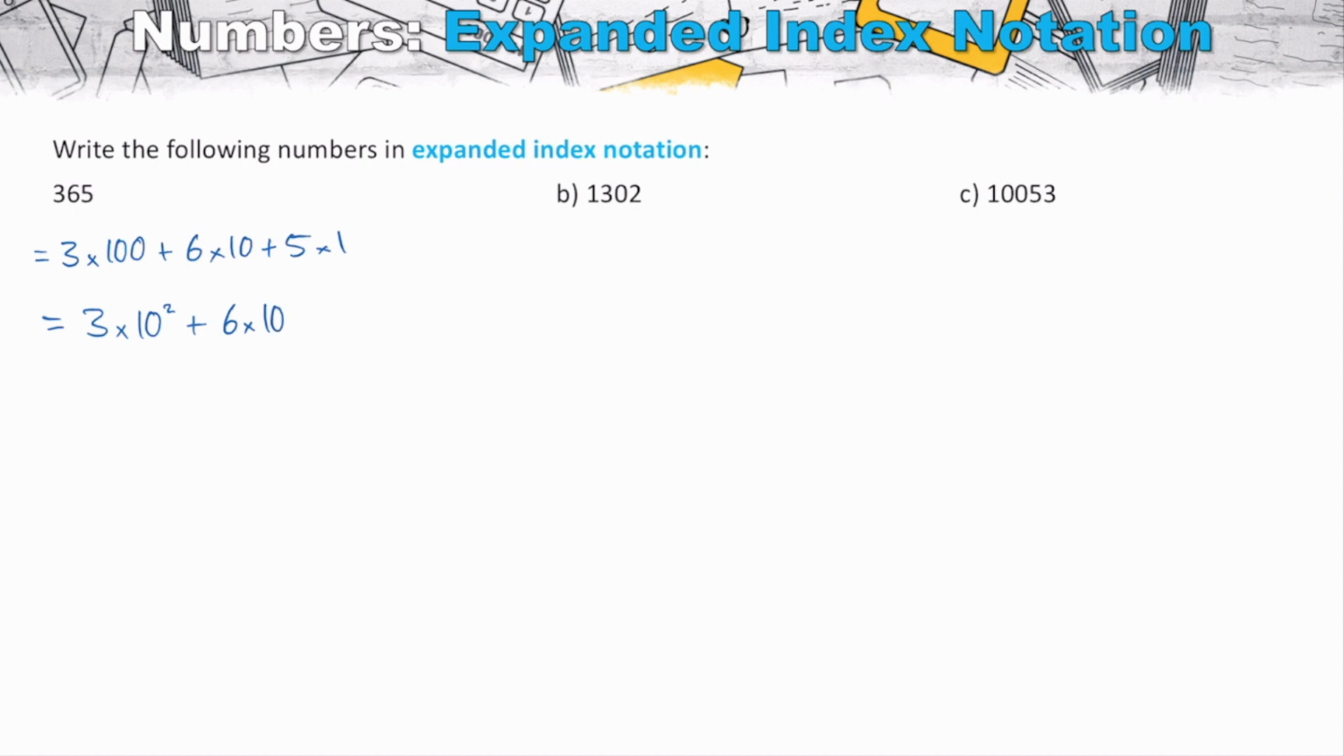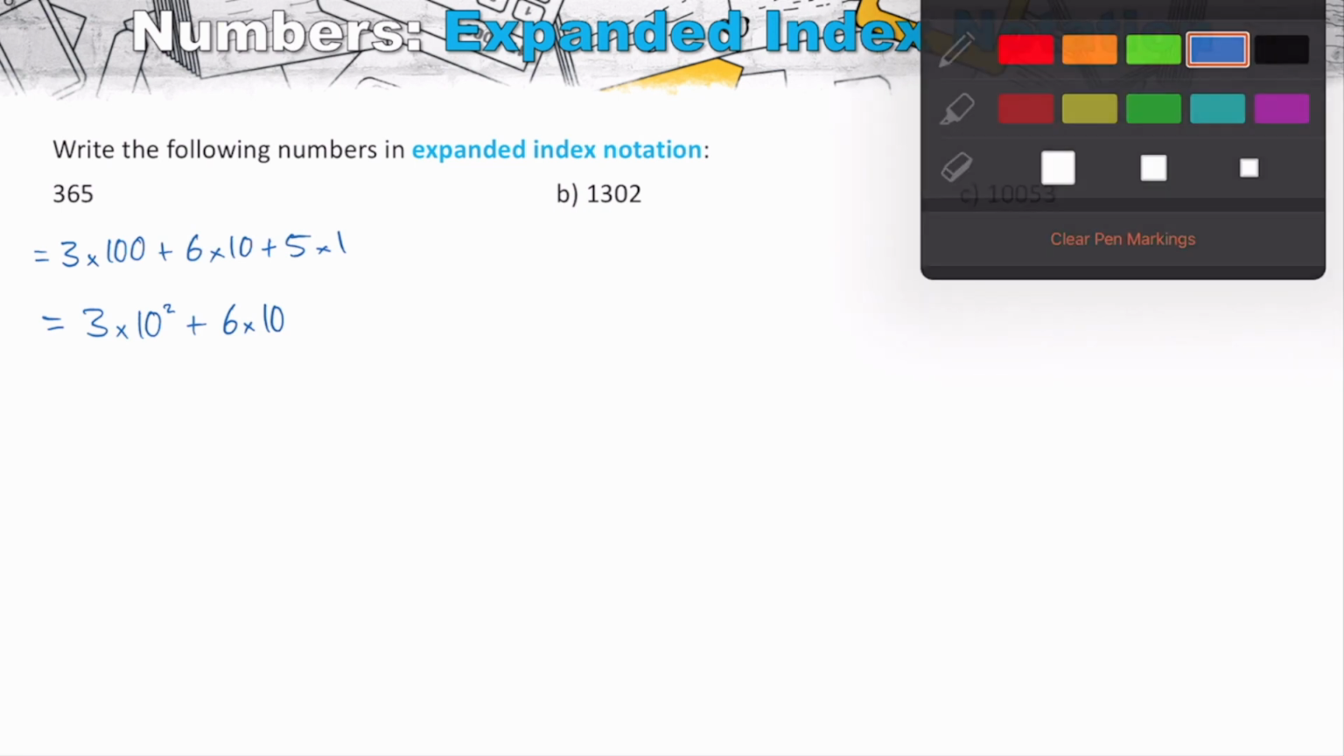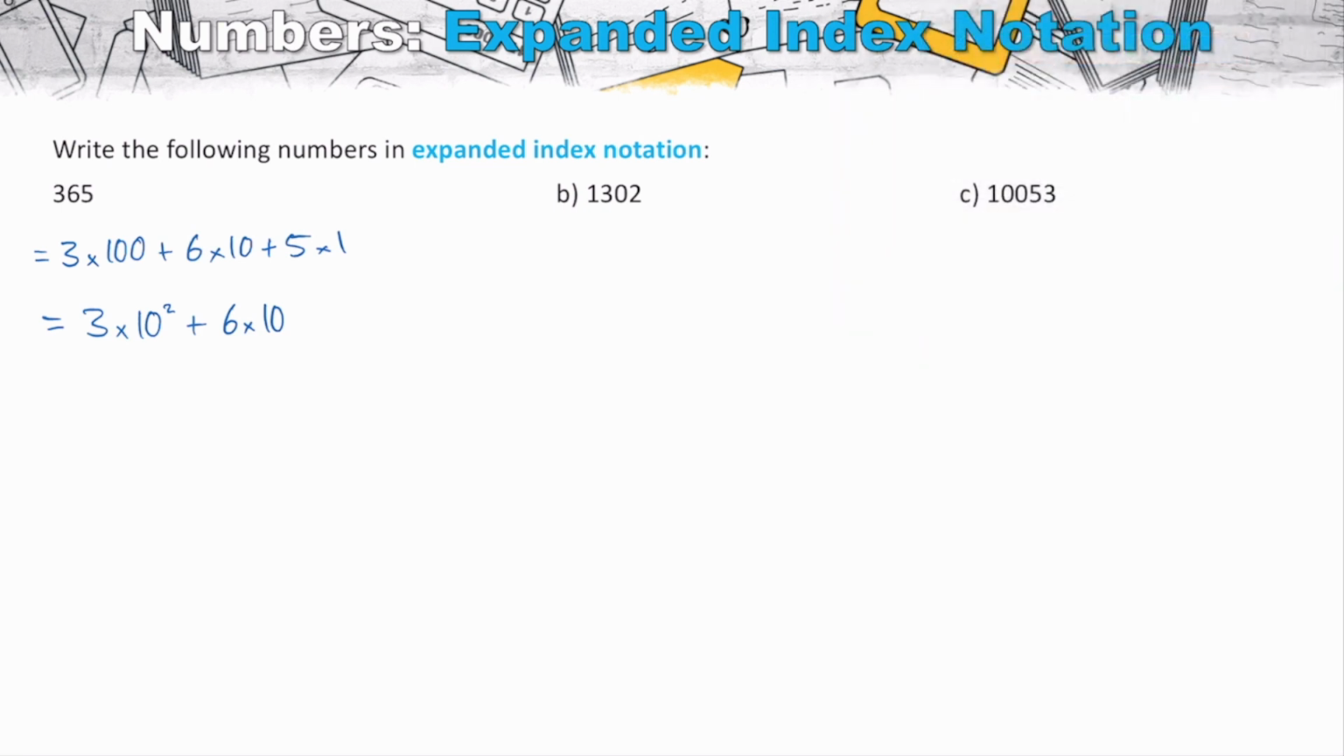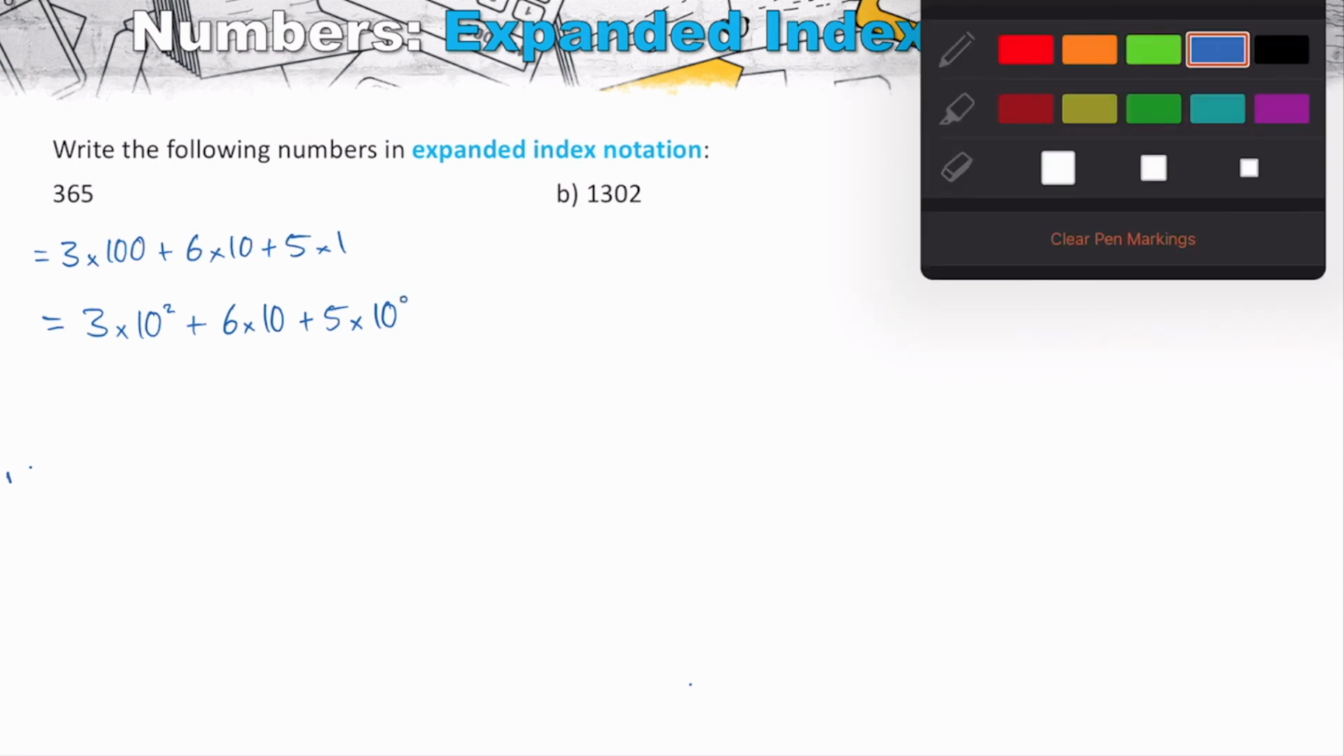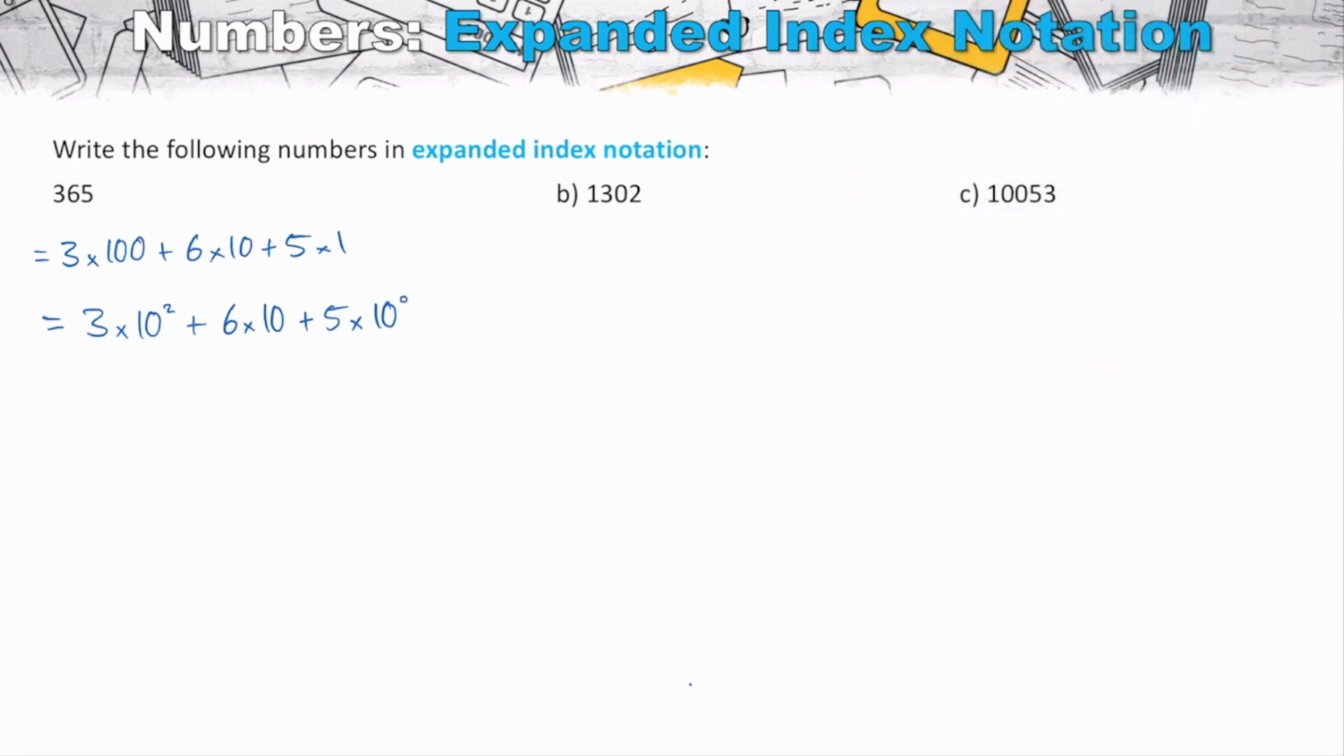Now, what's unique about the power of 1? We don't have to write the power of 1. In fact, it's considered more appropriate not to write it, because we assume that it's the power of 1 if there's no power written. And then we've got 5 of our units. Our units is represented by 10 to the power of 0, so this is going to be 5 times 10 to the power of 0. What we've just done is broken this up into the sum of its parts, and now we've represented its parts in index notation.